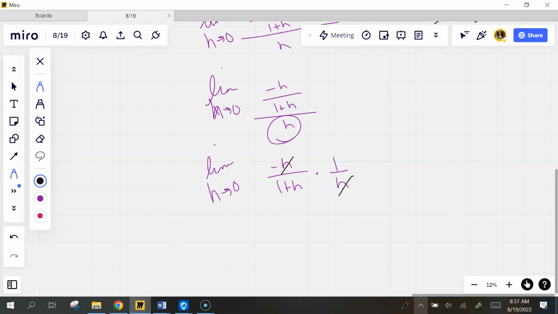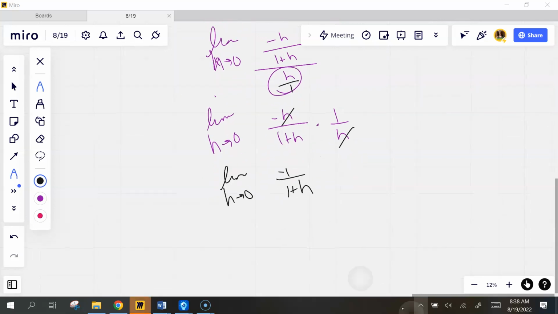Say again? I did. So what's the reciprocal of h over 1? I hope you can see the answer now popping out at you. What is it? What's the limit?